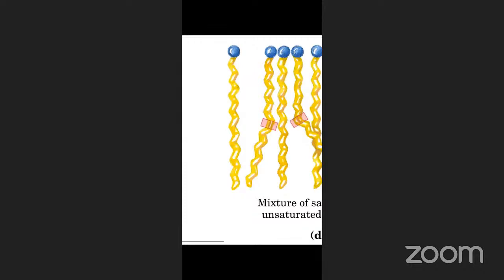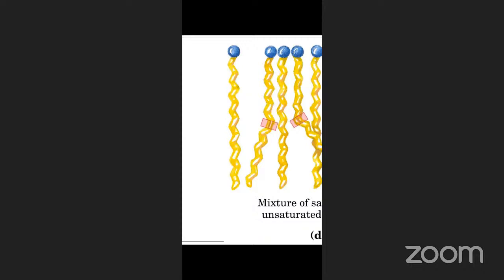If you see the second chain, it is a little bent. Wherever that bend is, that means there is the presence of a double bond. Wherever there is a double bond, you can see a 40 degrees bend. As the number of double bonds increases, the number of bends increases. So this is the main difference between saturated and unsaturated fatty acids.